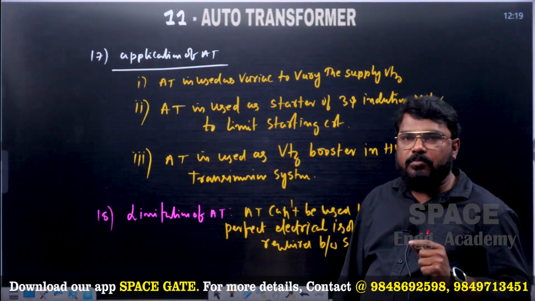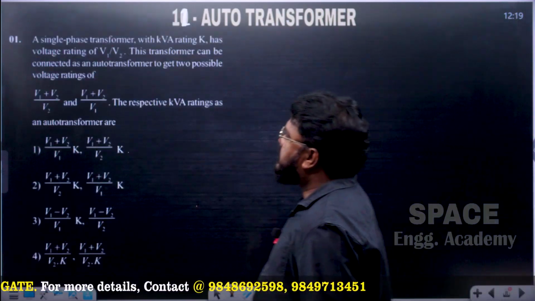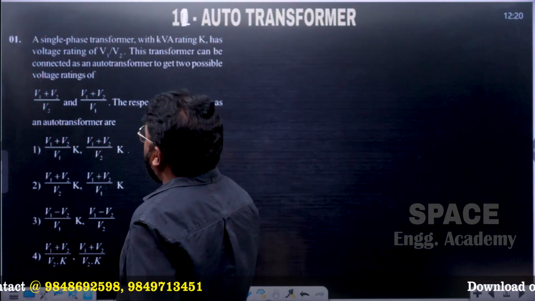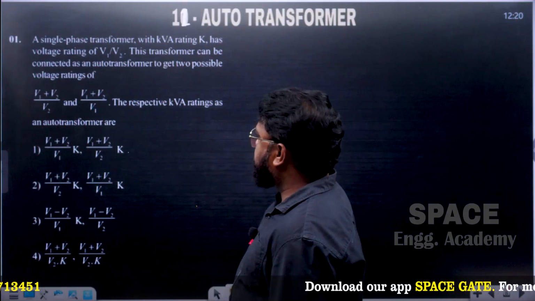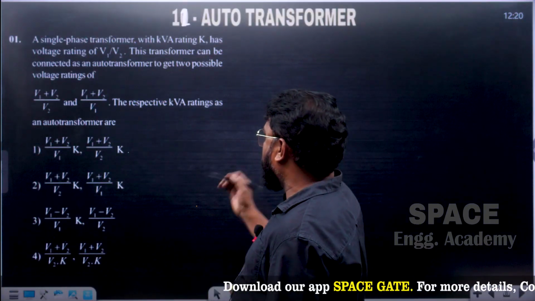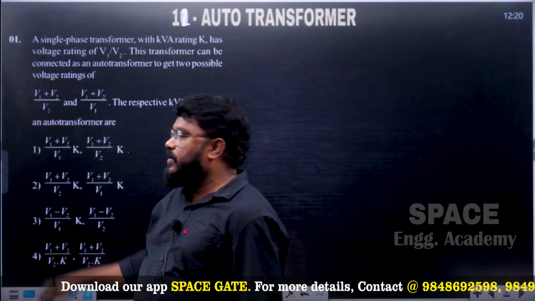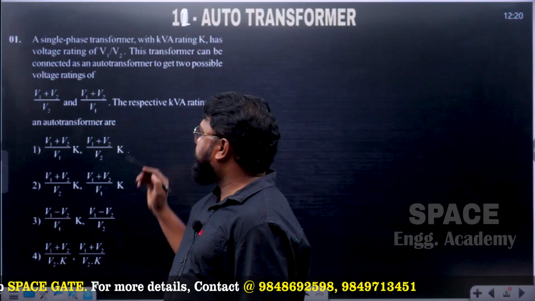Okay. Let us solve some questions based on this concept. Question number 1. A single phase transformer with a kVA rating K has voltage rating of V1 by V2. This transformer can be connected as auto transformer to get 2 possible voltage ratings, V1 plus V2 divided by V2 and V1 plus V2 divided by V1.